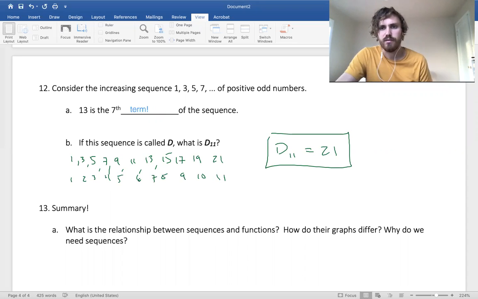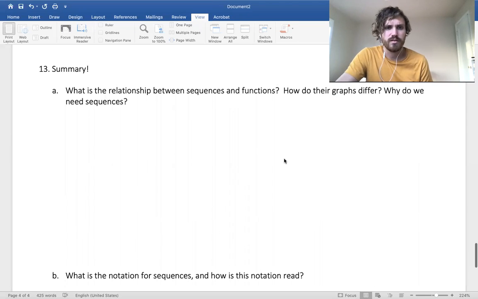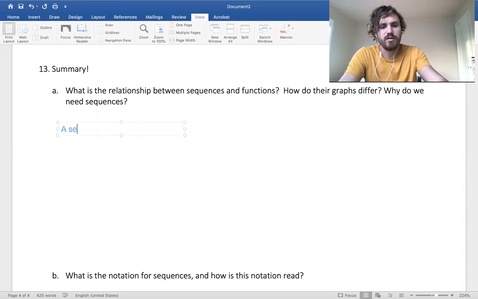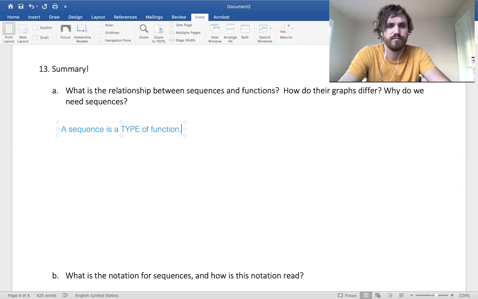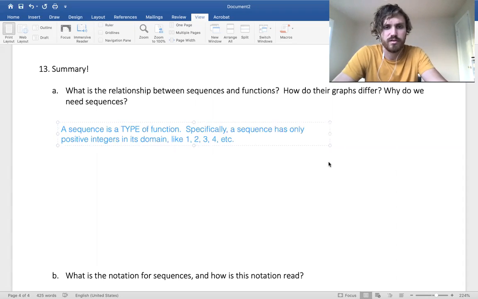So now perhaps the most important part, which is summarizing. So what is the relationship between sequences and functions? How do their graphs differ? Why do we need sequences? So a sequence is a type of function. Specifically, a sequence has only positive integers in its domain, like 1, 2, 3, 4, etc. So those are the only things you can plug in.